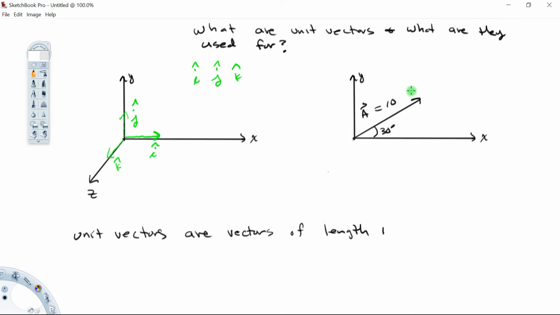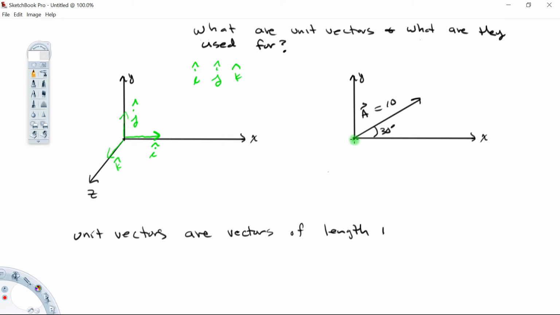So I'm going to go through a quick example over here now. So imagine we've got a vector that I called vector A. It's 10 units long, makes a 30-degree angle with the positive x-axis. I'm going to keep this to just a two-dimensional problem for the first example. It's very easy to find the vector components of A. I'm going to draw those in red.